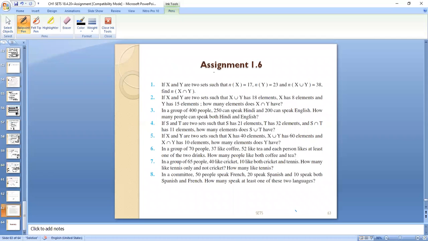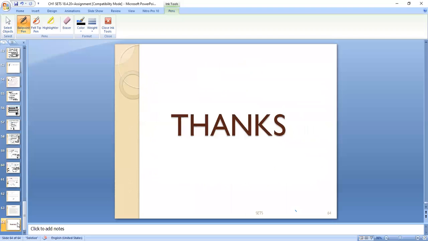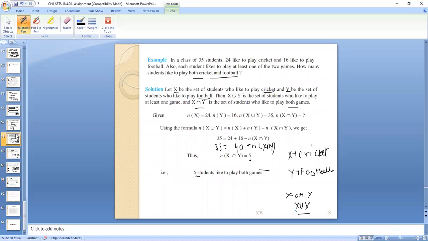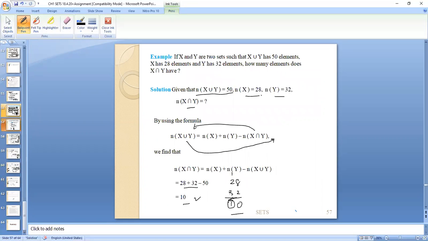Then based upon these questions you will have an assignment. You will read the statement, you will analyze what is union, what is intersection, and then you will apply the formula and go for your answer. Right? We will be doing this topic and after this your chapter is finished. Then you will have some miscellaneous examples, which are for your practice only.